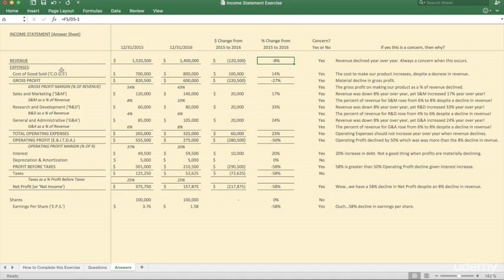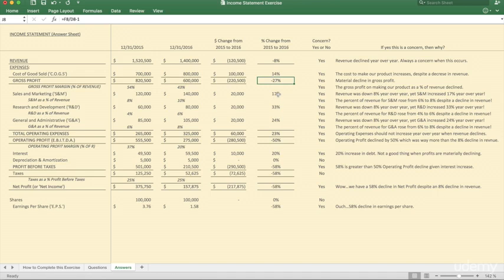Let's take a look at the cost of goods sold, or the cost it took us to produce our stuff. And wow, that's brutal. Look at that. We had an increase of 14% year over year in the cost of goods sold, despite the fact that revenue was down. So obviously that's a concern. The cost to make our product increases despite a decrease in revenue. And then gross profit obviously is down as well, because that's just a formula: revenue minus the cost to produce that stuff, or COGS.